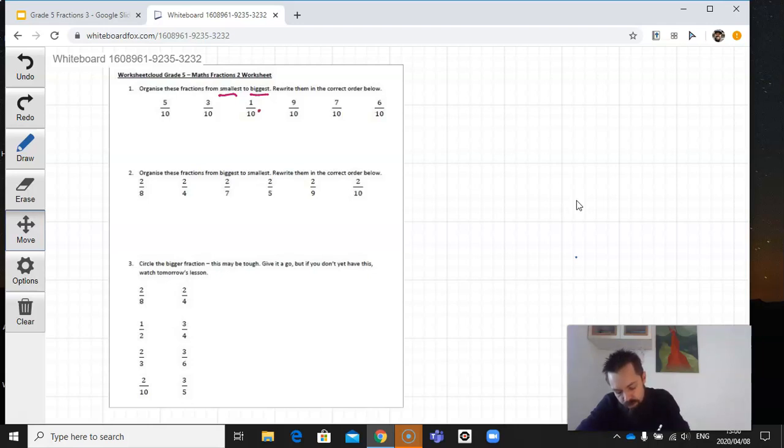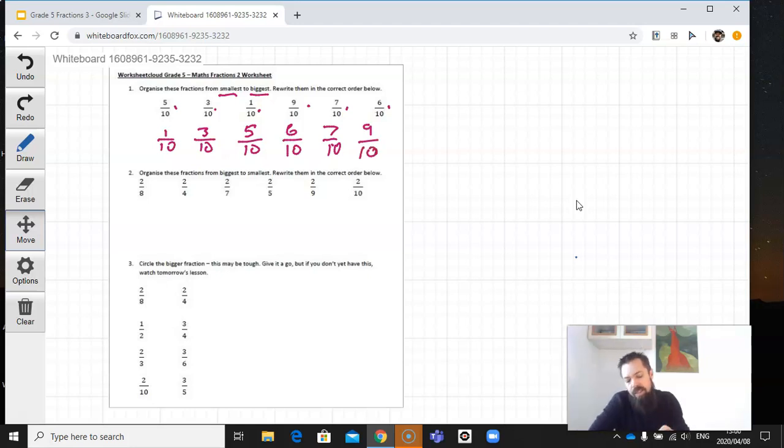So first up we have 1 over 10. Our next smallest number would be 3 over 10. Next would be 5 over 10. 6 over 10. 7 over 10, and finally 9 over 10. Deliberately for this one, I didn't have all of the numbers, so you can see that there is no 2 over 10, 4 over 10, or 8 over 10. It doesn't matter, we're still going from smallest to biggest. So when the denominators are the same and you're going from smallest to biggest, then your numerators will go from smallest to biggest.